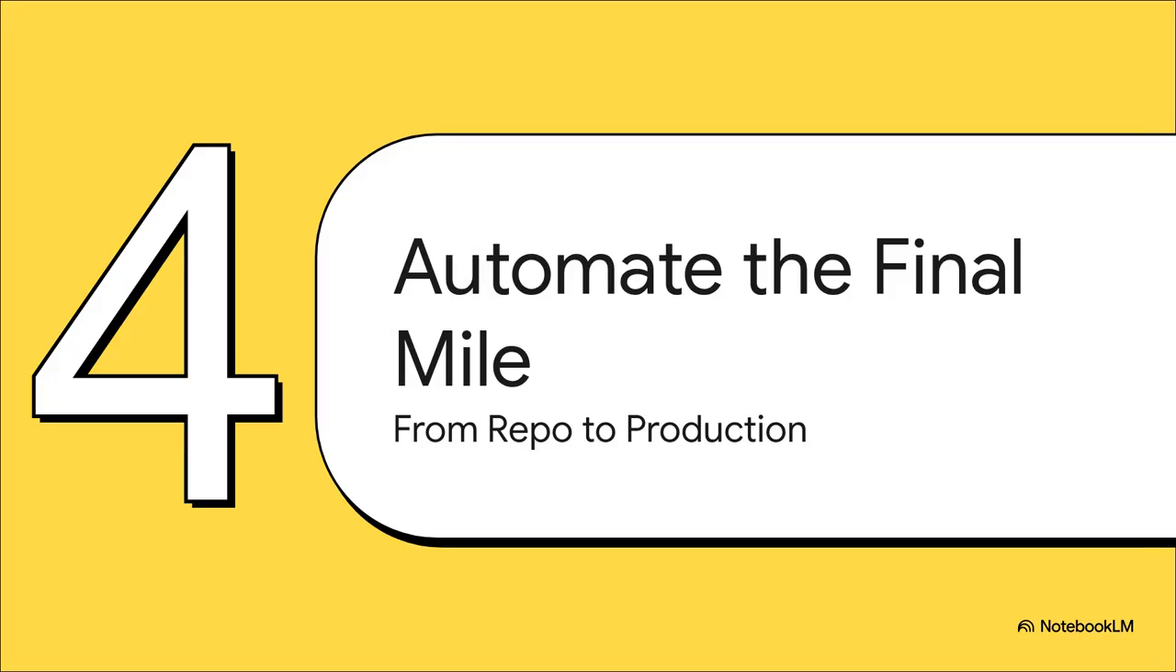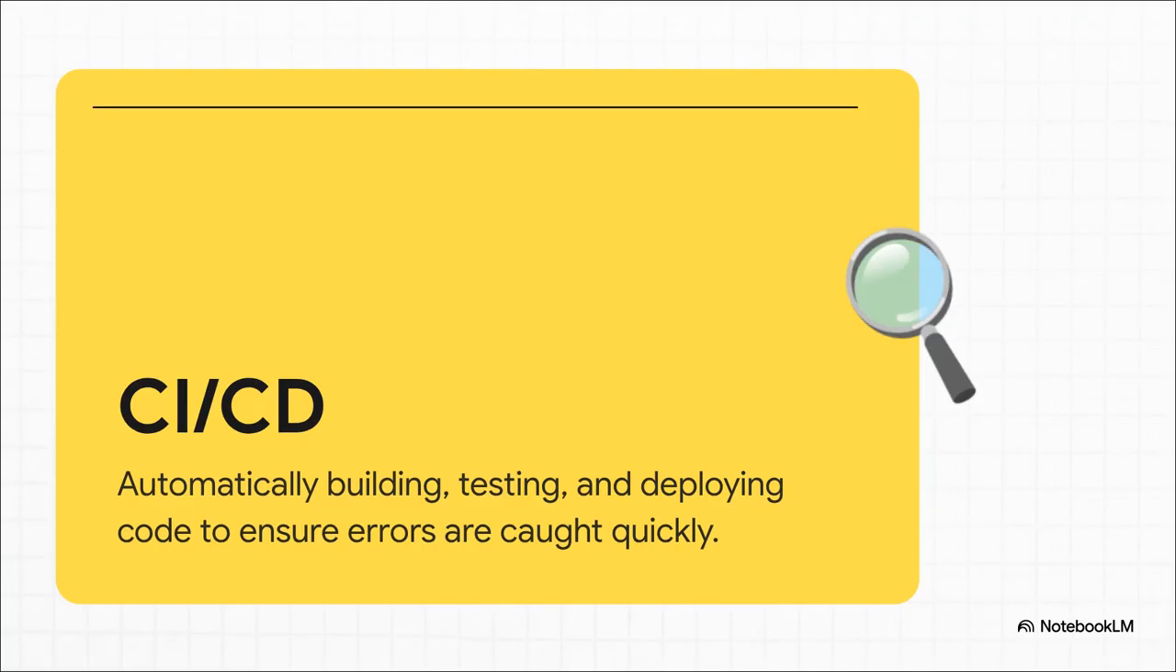We're on the home stretch. We've structured our project, we're managing it, we've tested it. Now it's time to automate that final mile, getting our project out of our code repository and into the hands of our users reliably and repeatedly every single time. This is the world of CI/CD, which stands for Continuous Integration and Continuous Deployment. You can think of it as the master engine that automates our entire process.